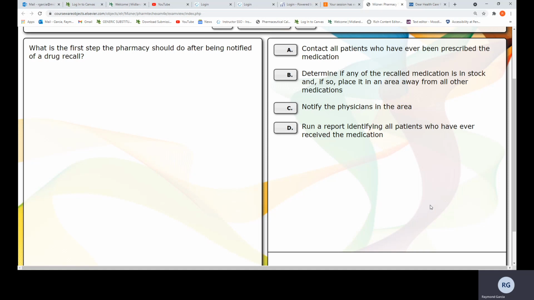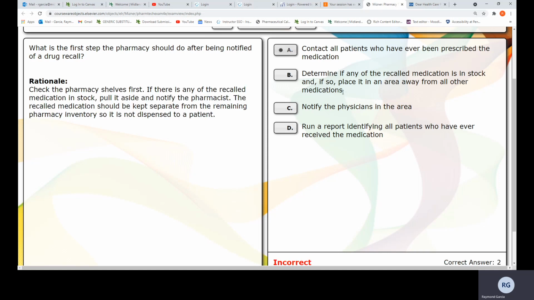Which one? A? You said A? That could be it, possibly. Anybody else have any guess? Let's try A first and see. So check the pharmacy shelves first. That would be the first thing I would do.